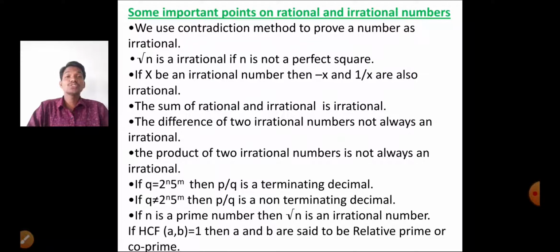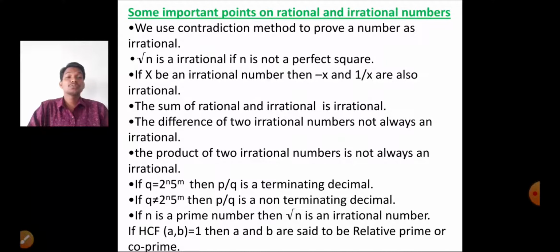If q equals 2 to the power of n times 5 to the power of m, then p by q is a terminating decimal. If q is not of the form 2 to the power of n times 5 to the power of m, then p by q is a non-terminating decimal. If n is a prime number, then root n is an irrational number. If HCF of a, b is 1, then a and b are said to be relatively prime or co-prime numbers.